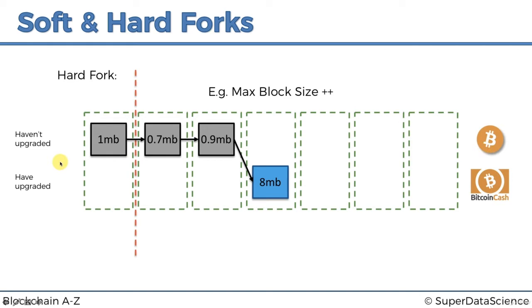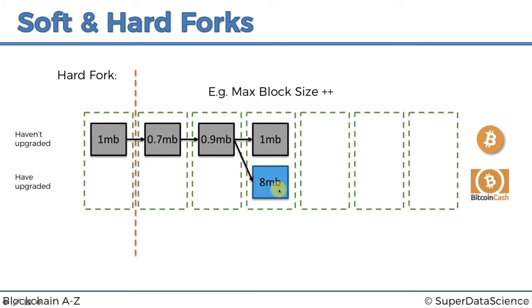So what that means is that the miners that haven't upgraded to the new rules will reject this block. They will not accept it into their chain. They will look at it and say this block is invalid, and they'll continue mining, and eventually they'll find their own block, which will be 1 megabyte, for example. And this block will follow the rules of, as you can see, the Bitcoin network. And so this is where the split happens.